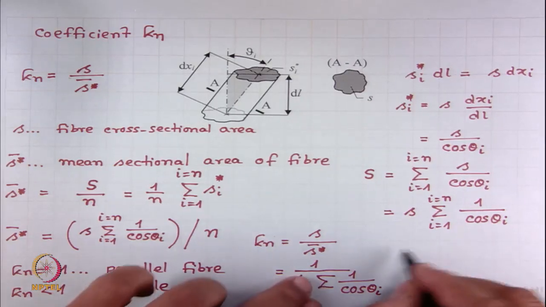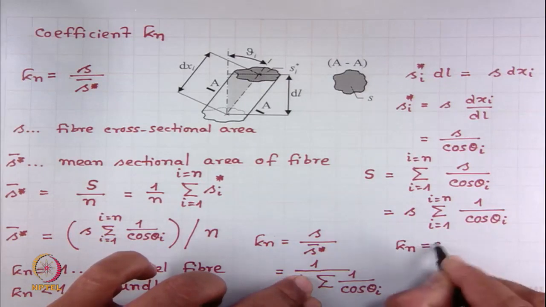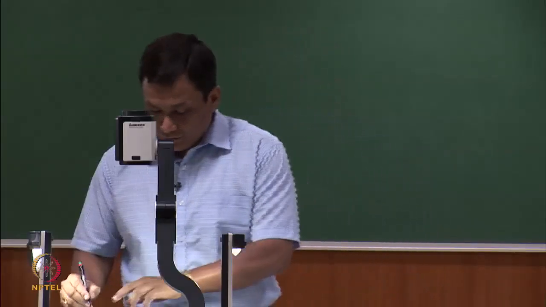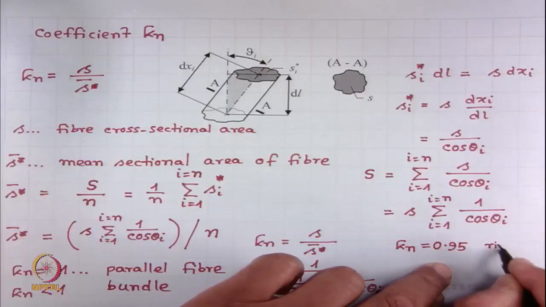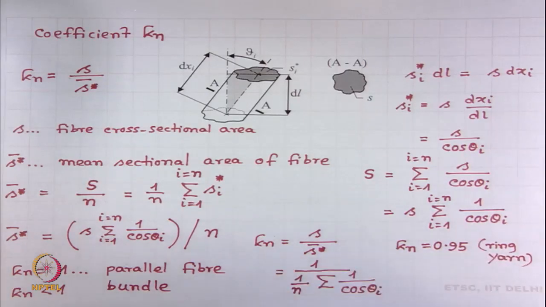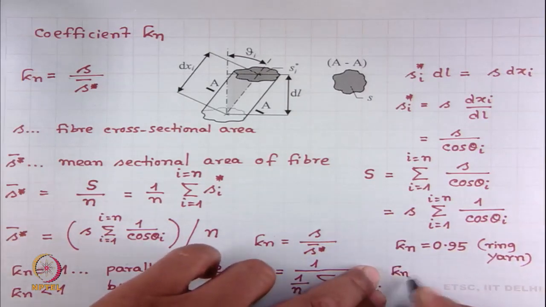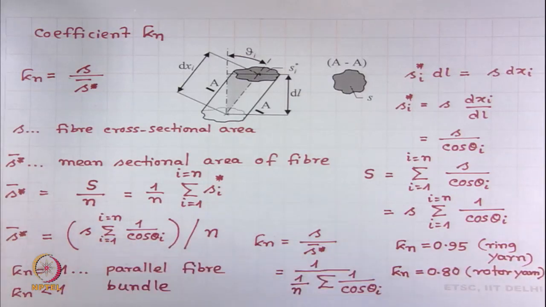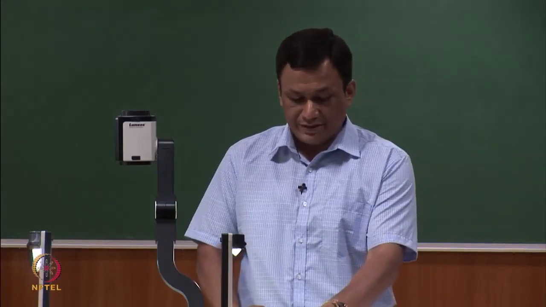Now, just to tell you a few facts, Kn is typically equal to 0.95 for cotton ring yarn, and Kn is typically 0.8 for rotor yarn. Okay. So coefficient Kn is clear now.